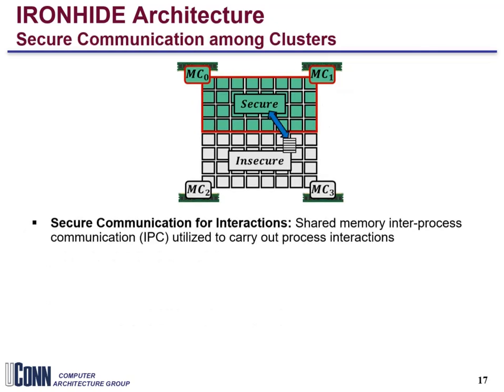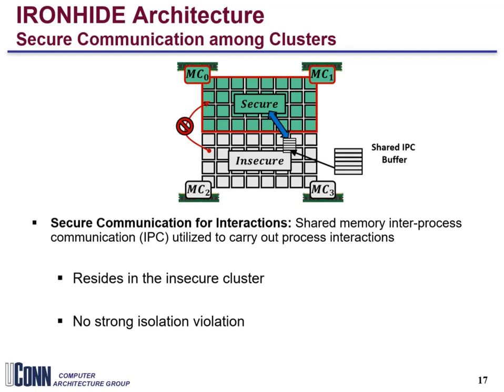To ensure a secure communication channel, IronHide adopts a shared memory interprocess communication protocol that carries out interactions across secure and insecure clusters. This shared IPC buffer resides in the memory regions of the insecure cluster, and the insight here is that this does not violate strong isolation because, first, the insecure cluster never accesses any of the memory regions allotted to the secure cluster, and the second is that the data to be shared across clusters is anyway not security critical and is necessary for application progress. The strong isolation in this case is never violated.